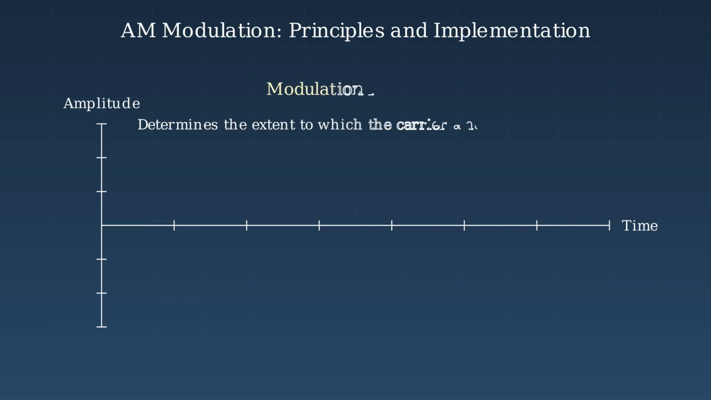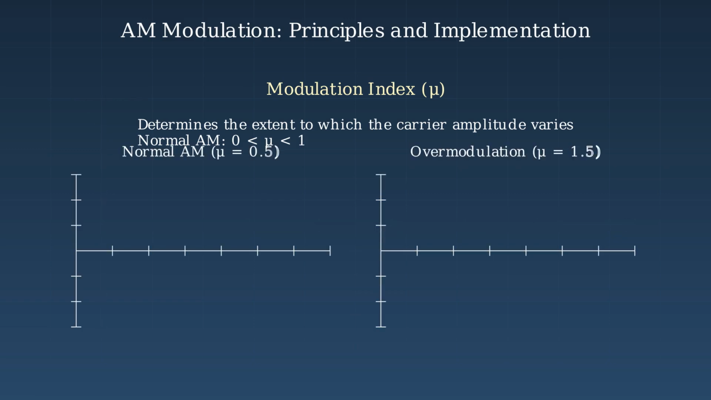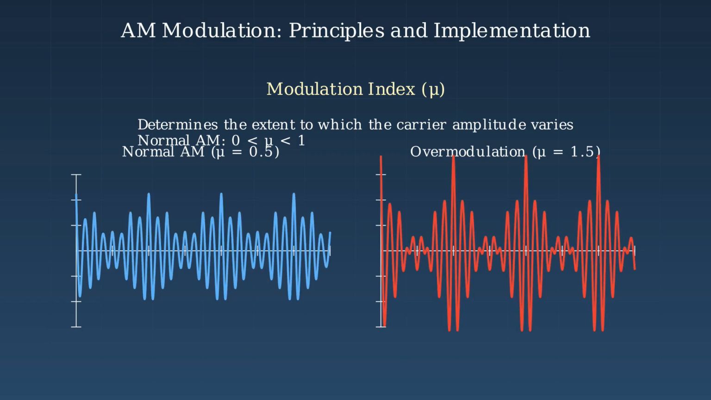The modulation index, represented by mu, determines the extent to which the carrier amplitude varies. For normal AM, mu should be between 0 and 1. Here's a comparison of normal AM with a modulation index of 0.5 and overmodulation with an index of 1.5. When overmodulation occurs, the envelope crosses the time axis, causing signal distortion and interference in the demodulation process.